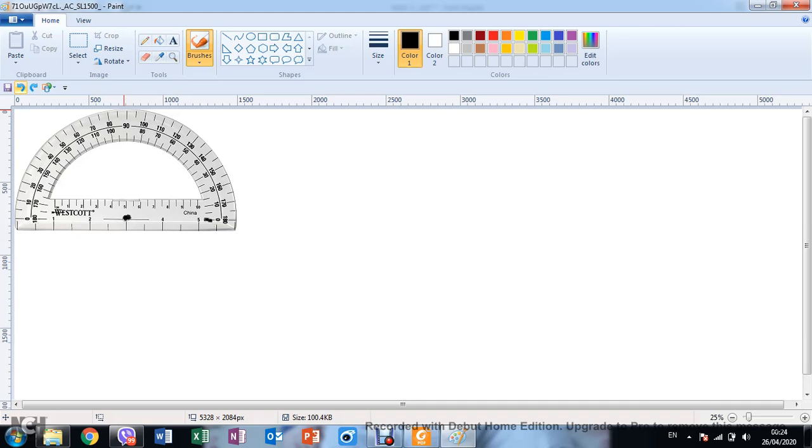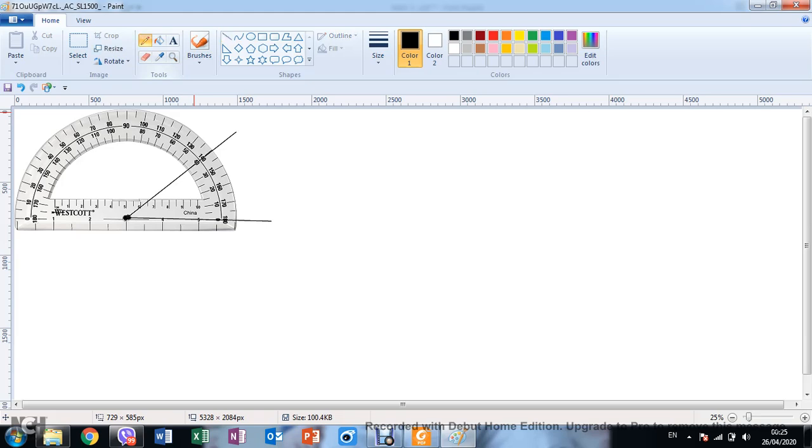Now for example, I have this angle, okay? The first step, what do you need to do? I need to put the middle point, or the center of the protractor, on the vertex of this angle. Look, for example, I have this one. I put it down, and after that, look, this is the vertex of the angle. For example, it passes through this one.